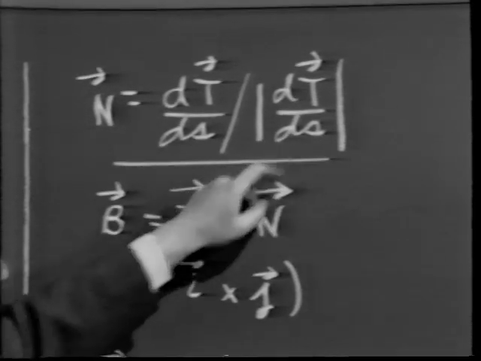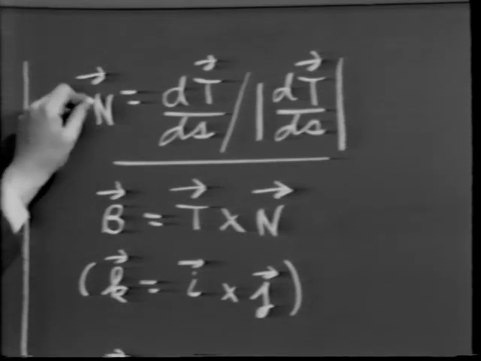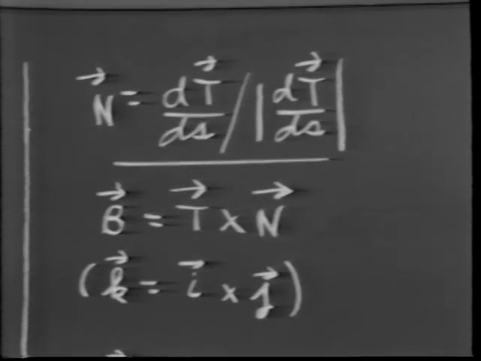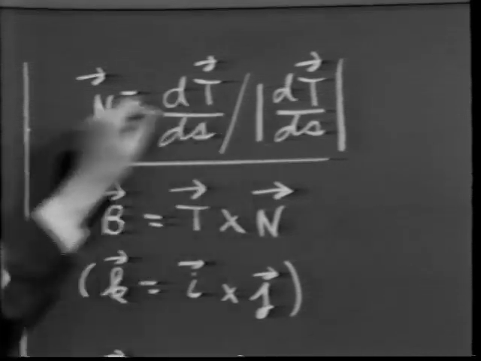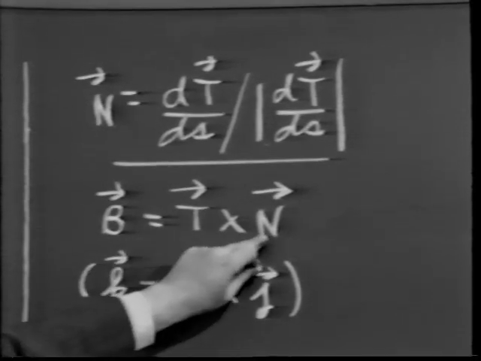And again, notice, even though I've written it again, if you look back to the first third of our blackboard, this is the same definition for N as before, because our original definition did not specify that the curve had to be in a particular plane. Same general definition. So I now have T and N. Now what do T and N do?